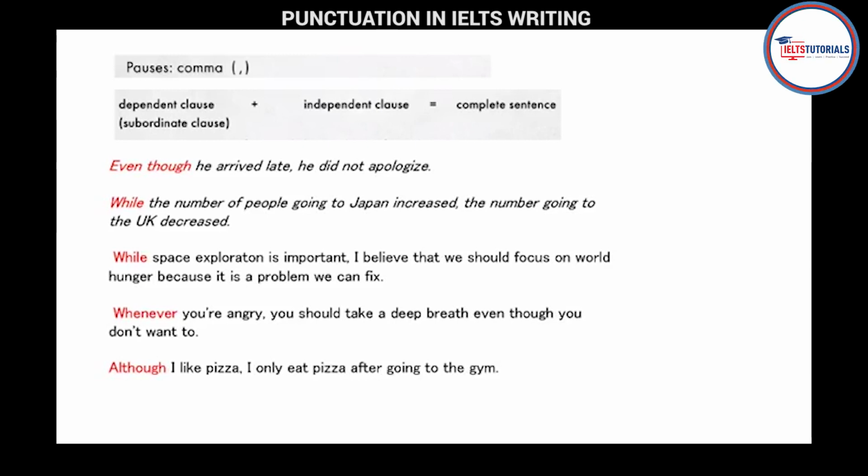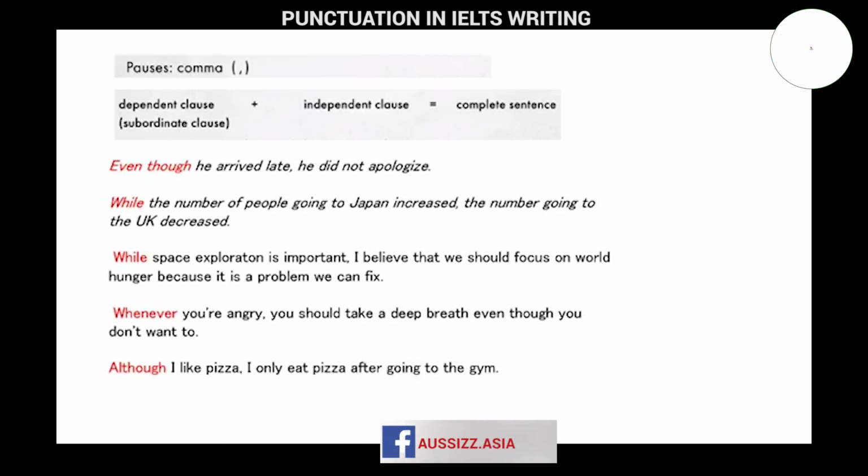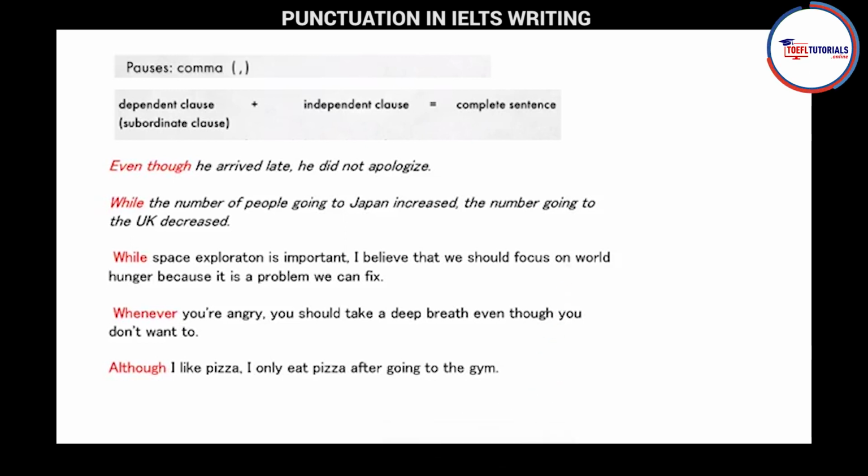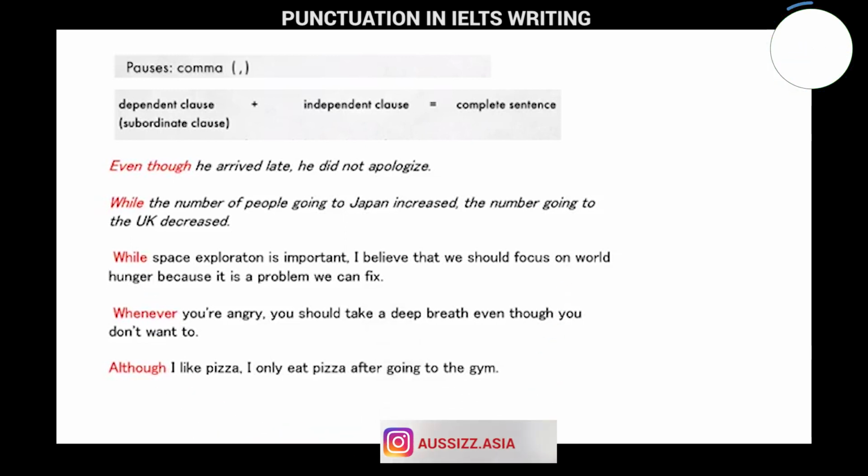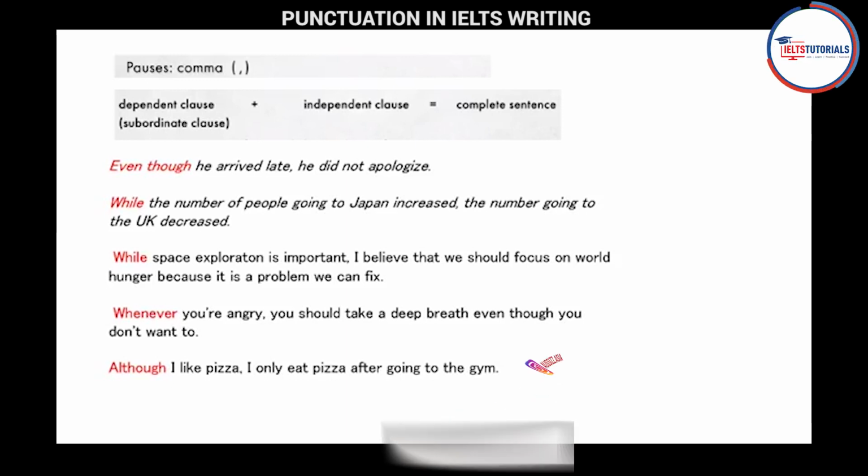You can see that dependent clause plus independent clause is equals to complete sentence, and this type of sentence is called complex sentence. Just have a look for a second, and if you have any query, just post your comments in the comment box so that all the things will be solved. Read it and understand the thing.